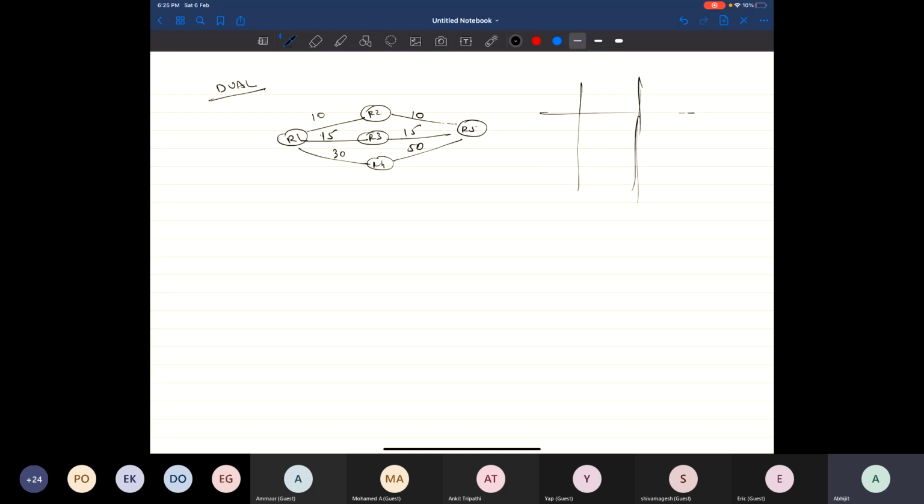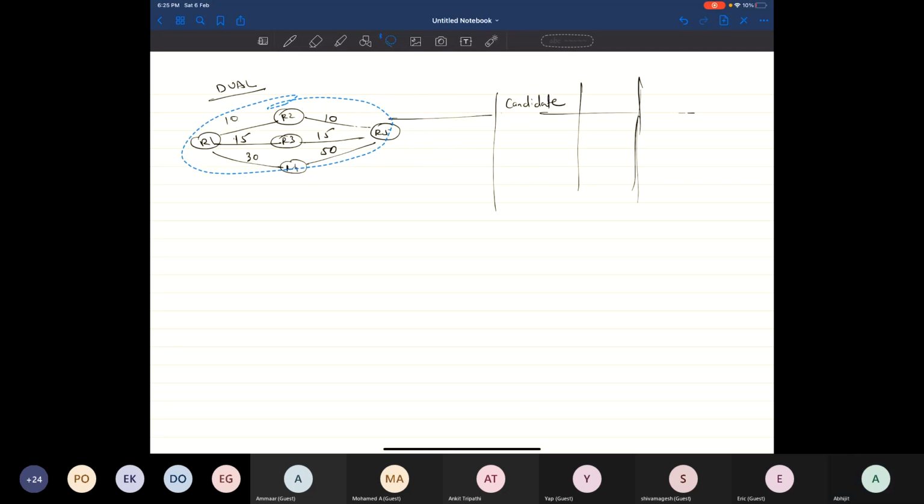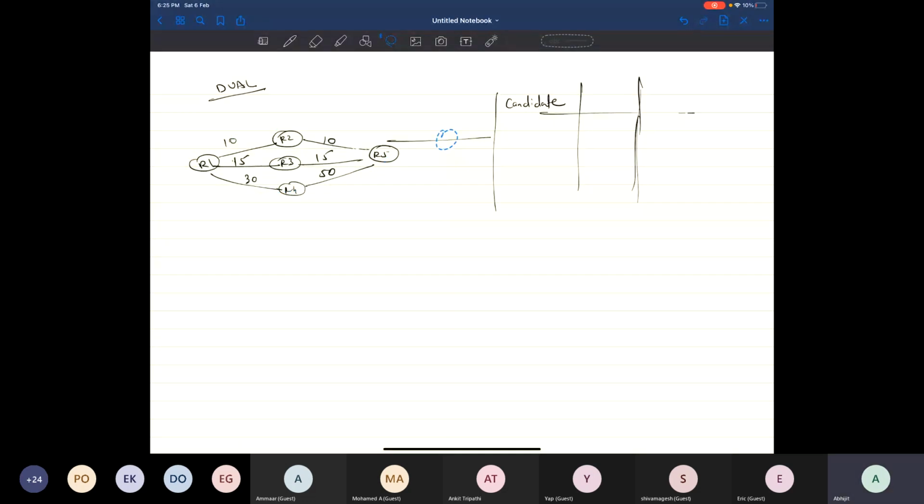First of all, you figure out what are the candidates or candidate routes, because if you consider our scenario, then we have three routes, right? The first route is from R1 to R2 to R5. The second route is from R1 to R3 to R5. And the third route is from R1 to R4 to R5. Okay, these are the three routes that you have.